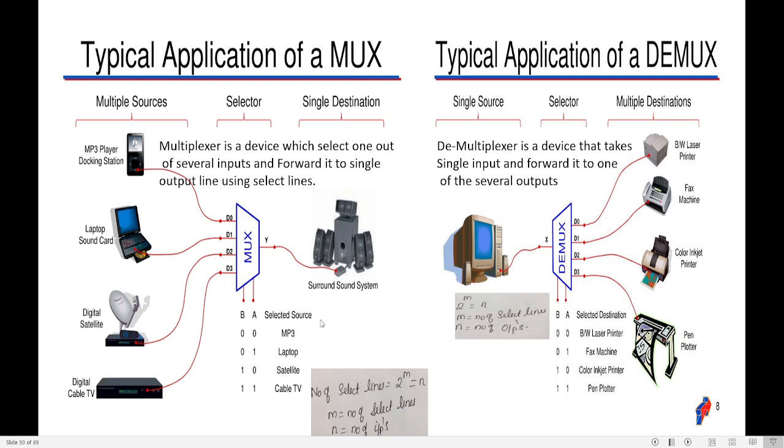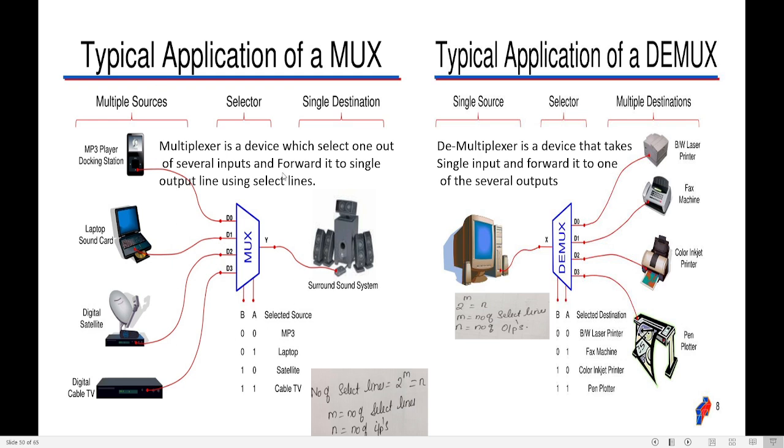I repeat, a multiplexer is a device which is used to select one of its several inputs and forward that input to the output. The selection is done with the help of select lines. The number of select lines is given by the formula 2 to the power of m is equal to n, where m is the number of select lines and n is the number of inputs.